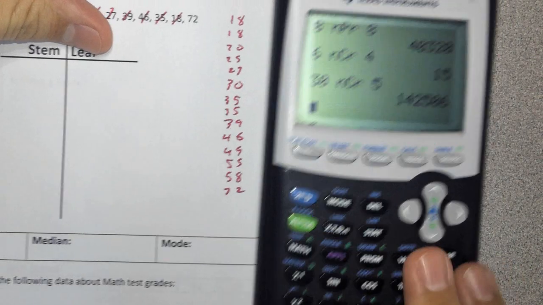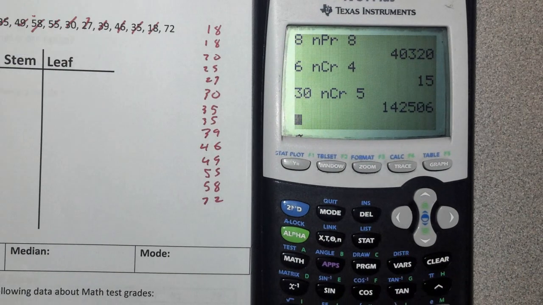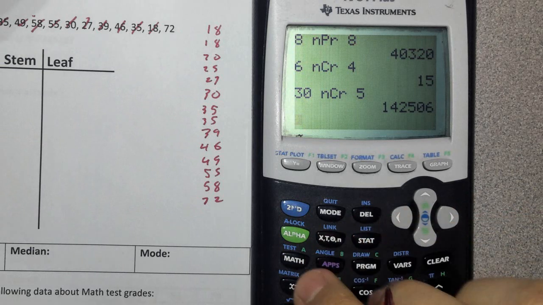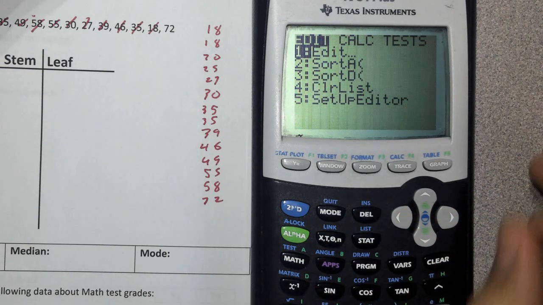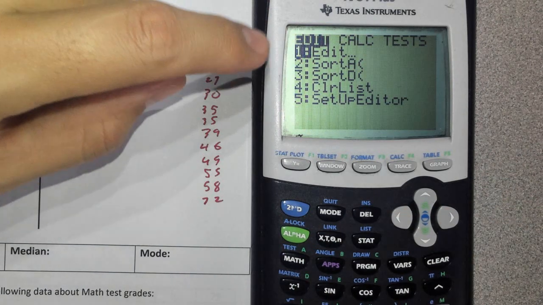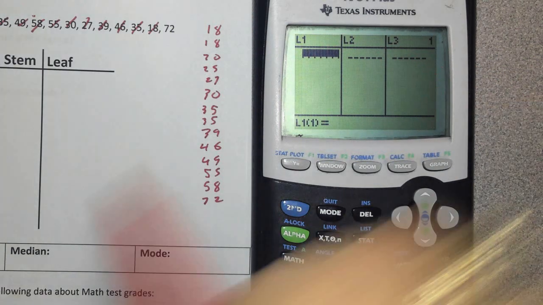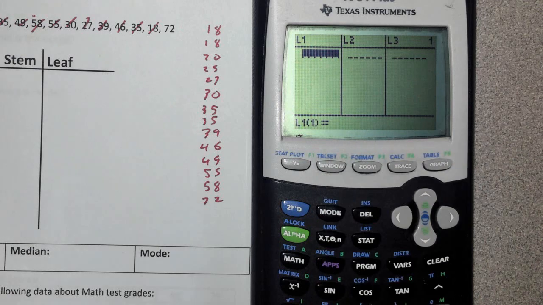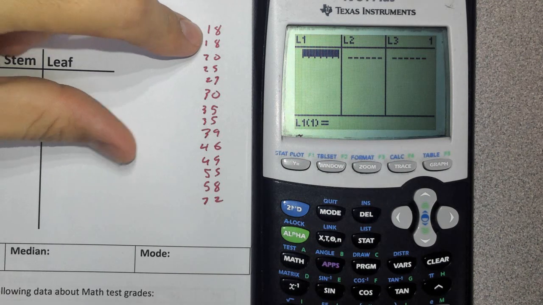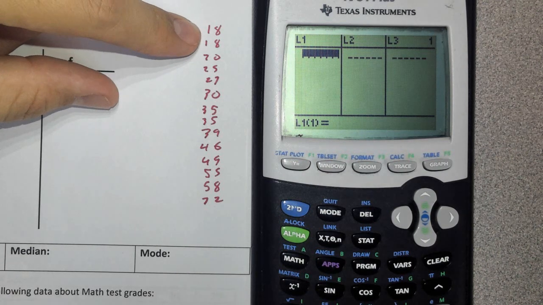To start off, let's go ahead and put this in our calculator. To put this in the calculator, you need to go into the stat area. Stat, and we're going to edit. That way we get to L1, L2, and all that stuff. For the mean, median, mode, and range, we just need L1. So we're going to put all these numbers into L1.